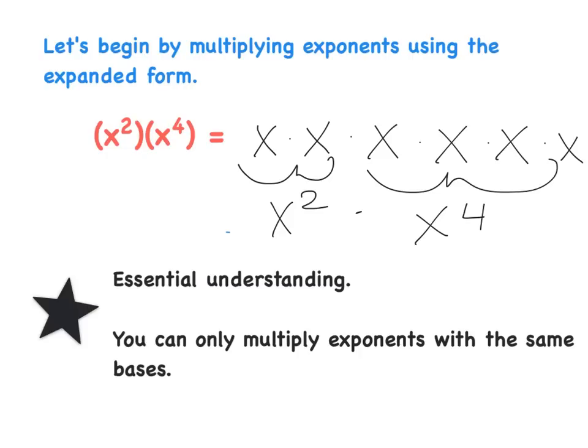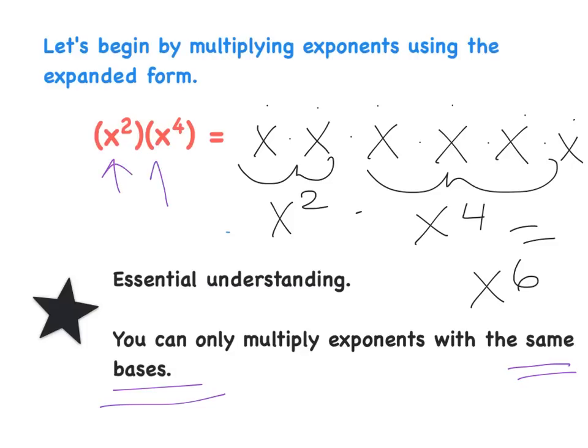So if we count up the number of x's, we have 1, 2, 3, 4, 5, 6. So we can determine that x squared times x to the fourth equals x to the sixth power. And again, most importantly, you can only multiply exponents that have the same bases. In this example, both of these terms have bases of x.